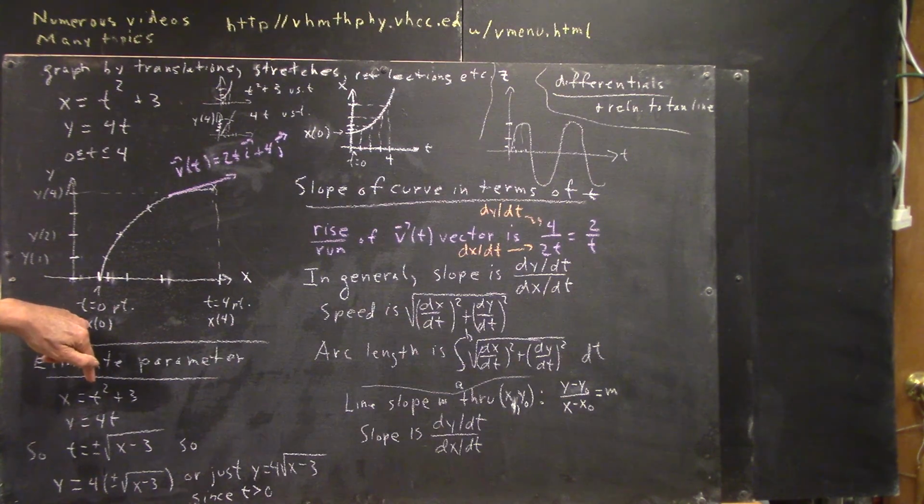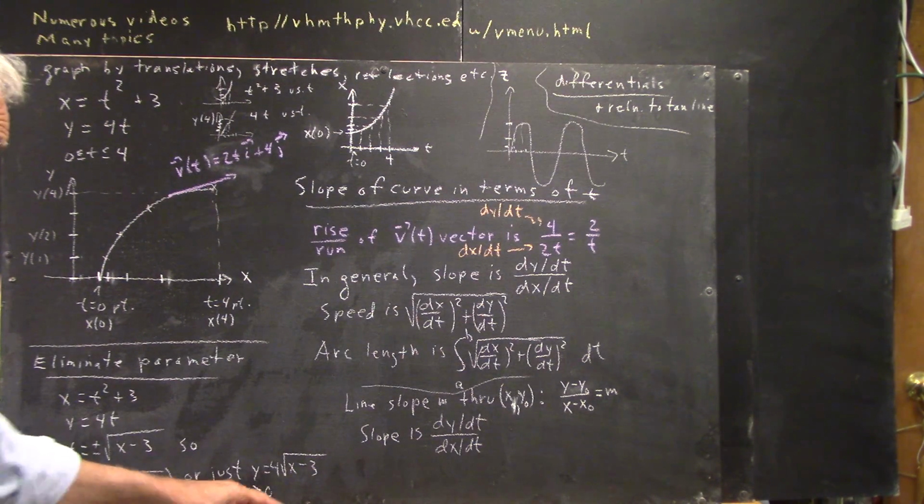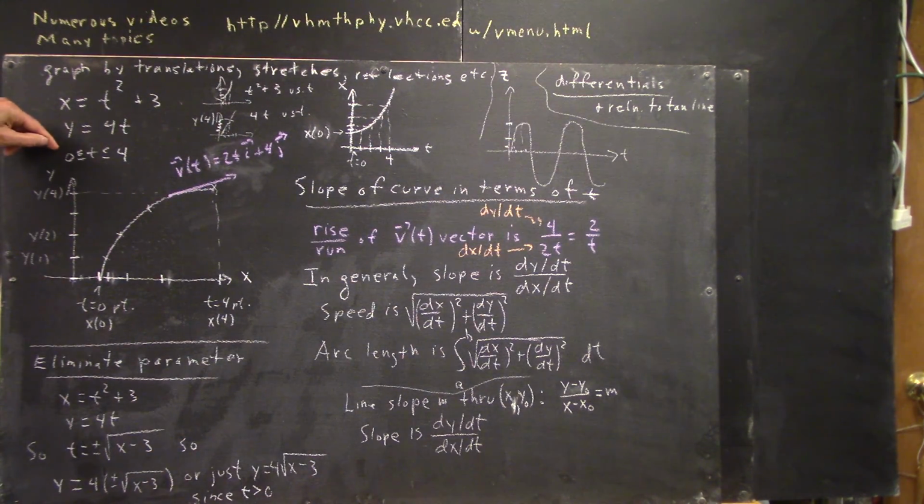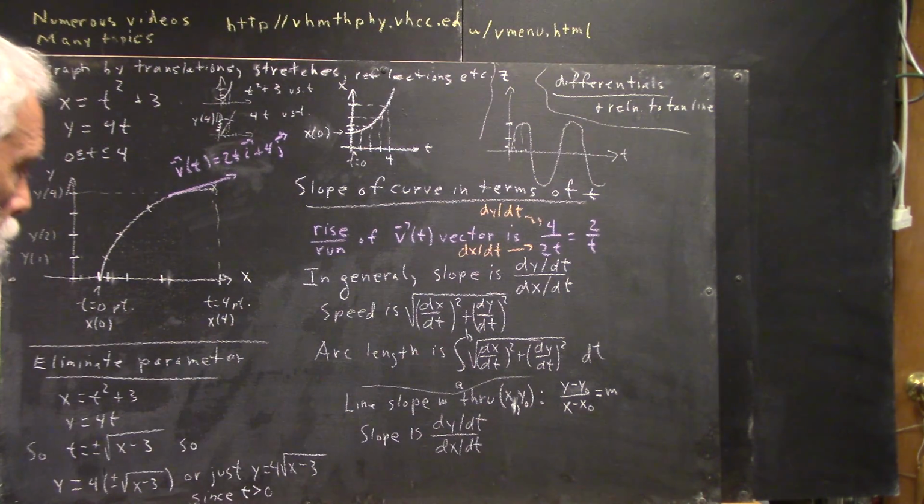Okay, so solving, clearly t is going to be plus or minus the square root of x minus 3. And then y is going to be then, what? 4 times t, so it's going to be 4 times plus or minus the square root of x minus 3. That's just y equals 4 square root of x minus 3, since t is said to have a domain from 0 to 4. We don't worry then about what we would have for negative values of t. And the minus here would correspond to negative values of t.